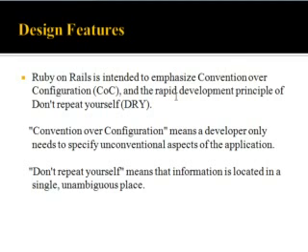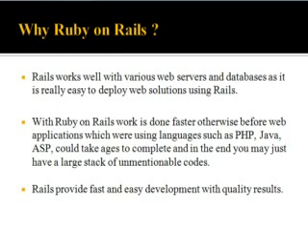Let us talk about the design features of Ruby on Rails. Ruby on Rails is intended to emphasize convention over configuration and the rapid development principle of don't repeat yourself. Convention over configuration means a developer only needs to specify unconventional aspects of the application. Don't repeat yourself means that information is located in a single unambiguous place. These are some of the benefits that you can gain when you use Ruby on Rails.